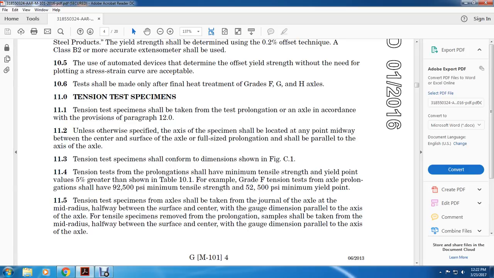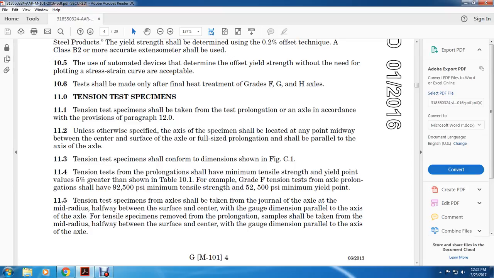Tensile test prolongations shall have a minimum tensile strength and yield point 5% greater than shown in 10.1. For grade F, tension test for axle prolongation shall have 92,500 psi minimum tensile strength and 52,500 psi minimum yield point.